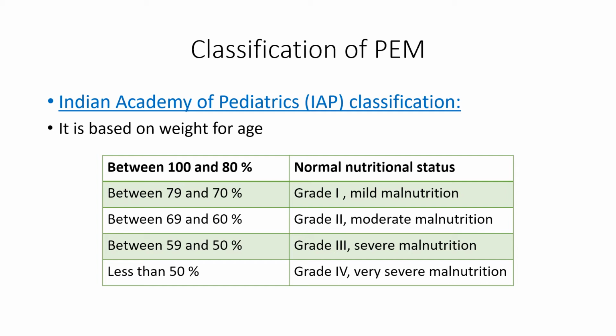If it is between 70 to 79%, it is grade 1 or mild malnutrition. 69 to 60%, it is called grade 2 or moderate malnutrition. 59 to 50%, it is known as grade 3 or severe malnutrition, and anything less than 50% is termed as grade 4 or very severe malnutrition.